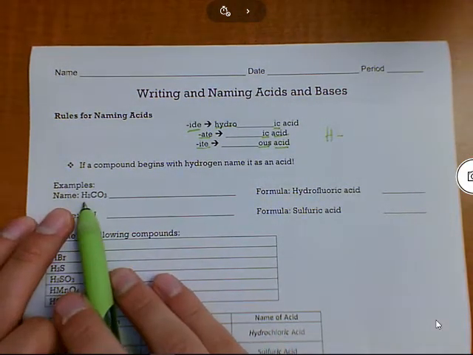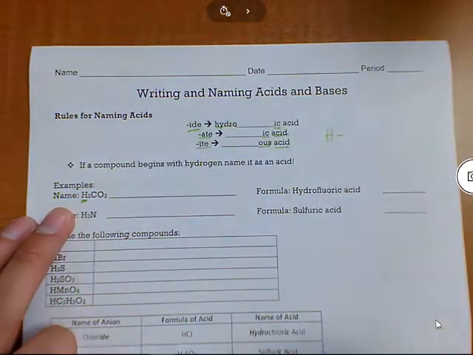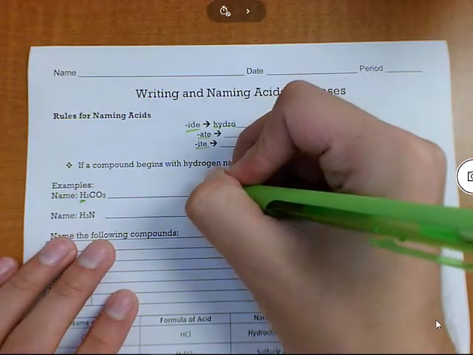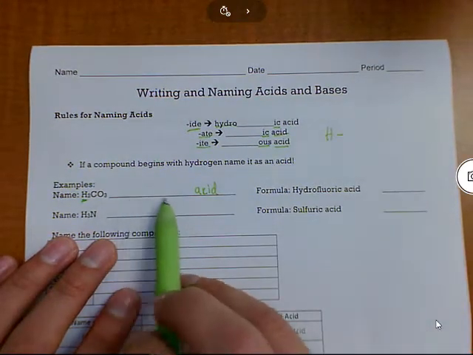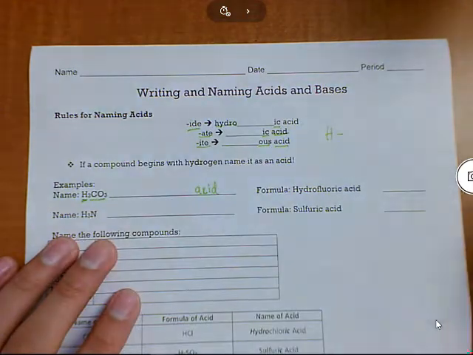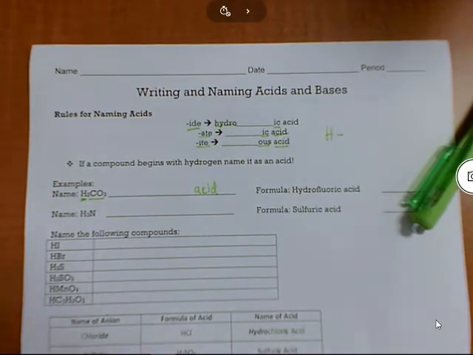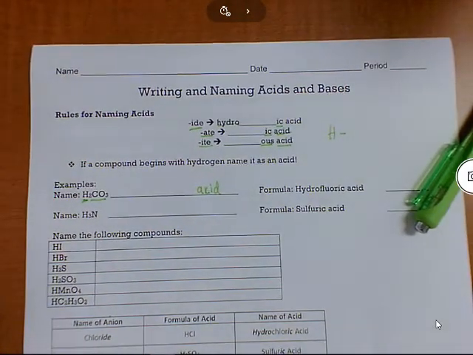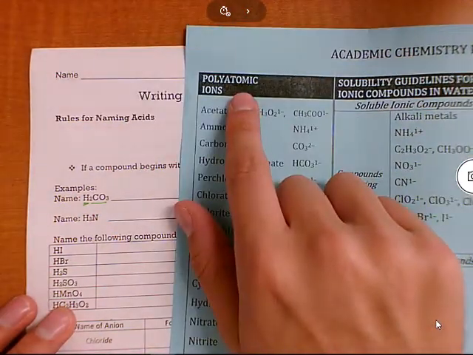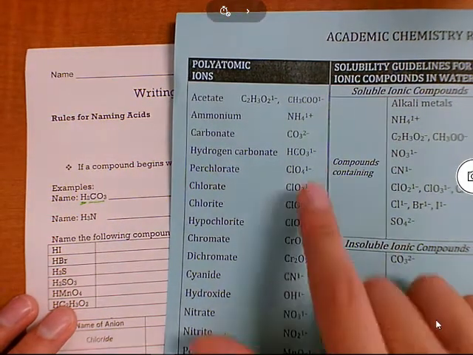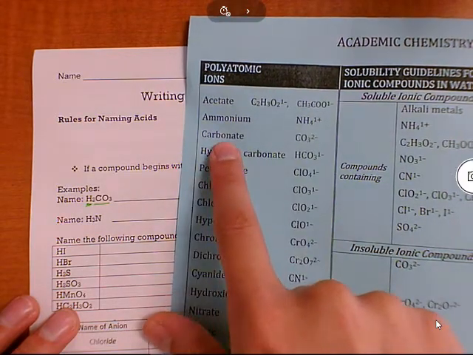The first one, I have H2CO3. I know this is an acid. Why? Because it begins with H, so I'm already going to write the word acid here. Now I need to figure out what this beginning part is. What is CO3? CO3 is more than one element, so we have to look at the back of the periodic table. It is a polyatomic ion, CO3, there it is at the top, with a -2 charge. This is called carbonate.